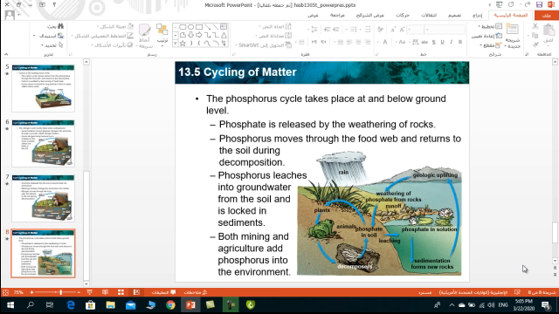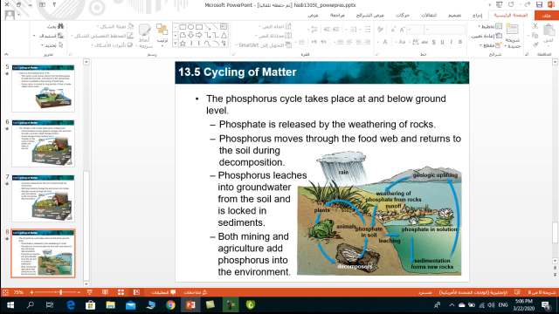Unlike other cycles, the phosphorus cycle does not include an atmospheric portion. Instead, most of this cycle takes place below the ground, as you can see here in this figure. The phosphorus cycle begins when phosphate is released by the weathering of rocks, where weathering means the rocks are broken into smaller pieces. After the rock is broken into smaller pieces, it releases phosphate, which is taken up by the fungus and the plants, which are producers.